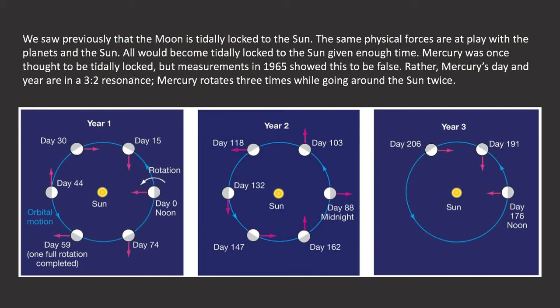But Mercury's not quite there yet. It was once thought that it was, but in 1965 we learned that it's not. Instead, it's in a 3-2 resonance. So it rotates around 3 times while it goes around the Sun twice. And so that's the situation. It has basically 3 days for every 2 trips around the Sun. So its year is like 1.5 days long.